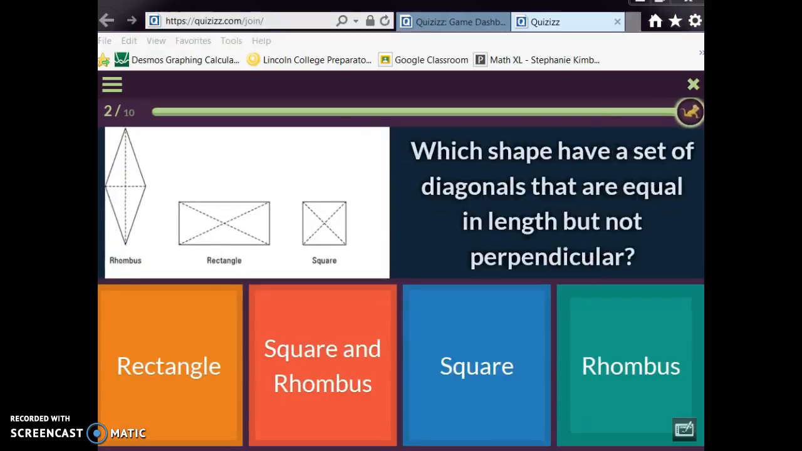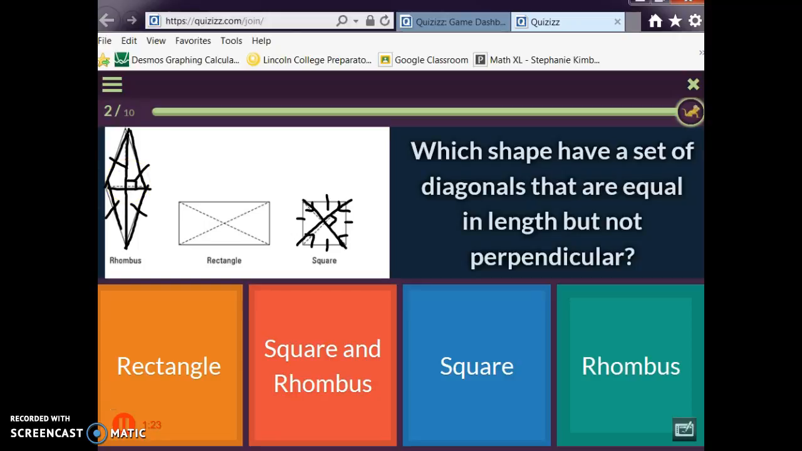Our next question says, what shape has a set of diagonals that are equal in length but not perpendicular? Well, I know that in a square there are 4 right angles and all the lengths of sides are equal. I also know that the diagonals are not only bisecting each other, they're bisecting each other at a perpendicular angle. I know that a rhombus has all sides equal. However, the diagonals may not be equal in length, and they're hitting each other at a perpendicular angle.